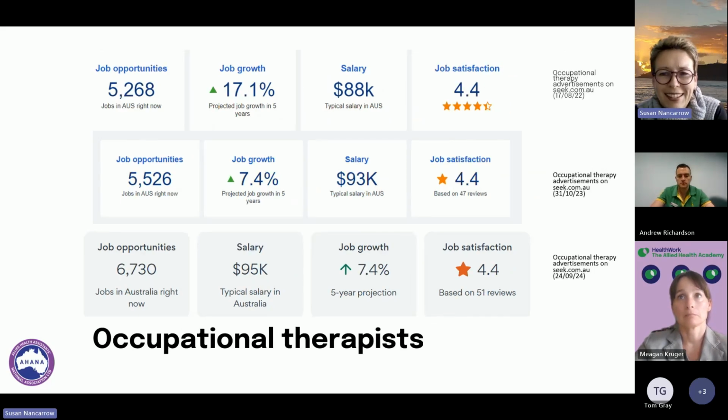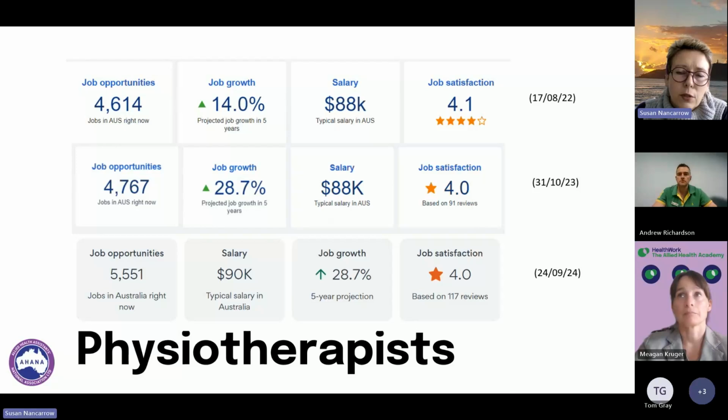It gets worse. Occupational therapists, there are about 5,200, nearly 5,300 job advertisements 2 years ago. That's gone up to 6,730 last week. So that's quite a large increase, nearly 1,500. I guess it's worth noting the size of these workforces. Speech pathologists are a self-regulated profession. We estimate there are between 12 and 15,000 of them working in the country. Occupational therapists are an AHPRA-regulated profession, and there are, from memory, about 35,000 of them.